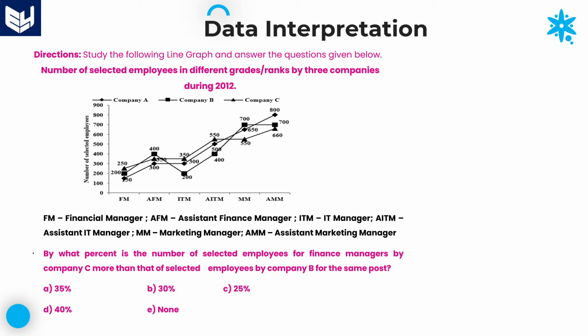Let us look at the third question. Here the third question is, by what percent is the number of selected employees for finance managers by company C more than that of selected employees by company B for the same post? Here we are talking about finance managers. Finance managers means that is first grade.